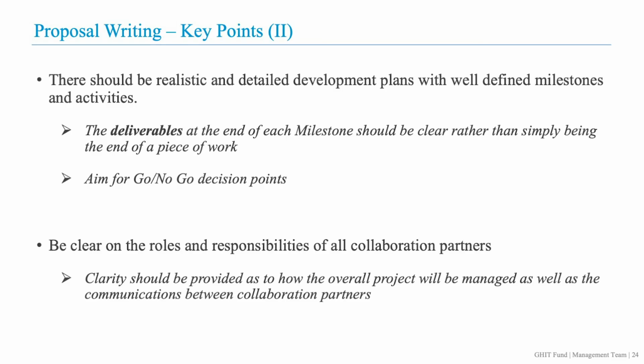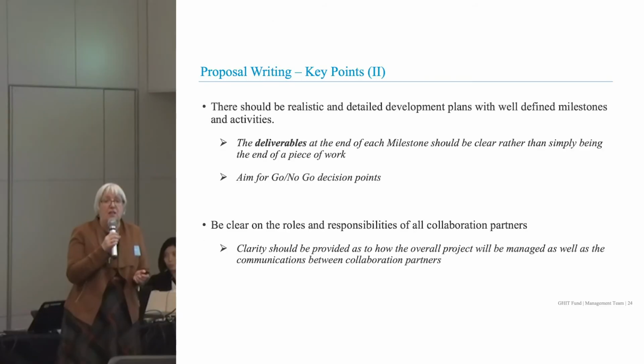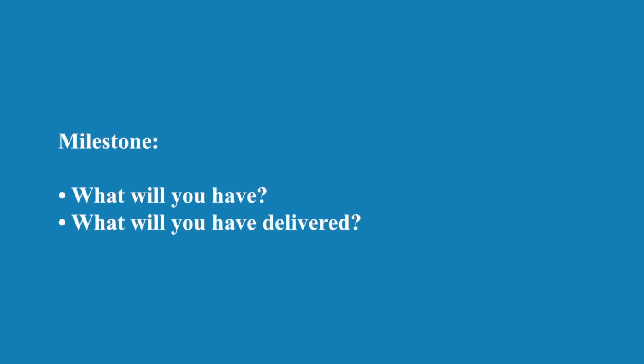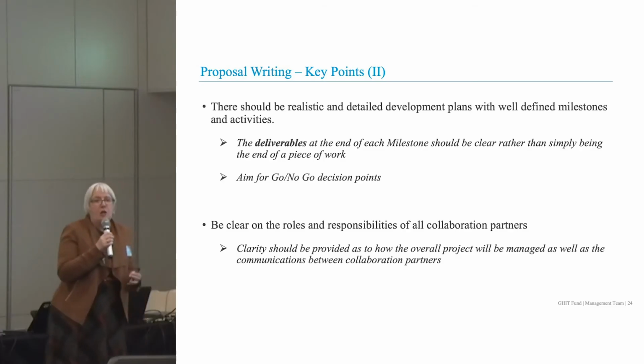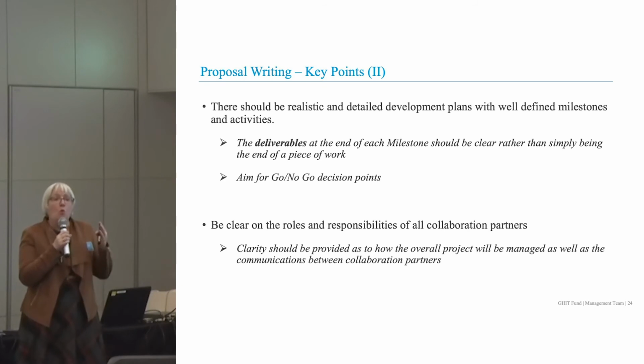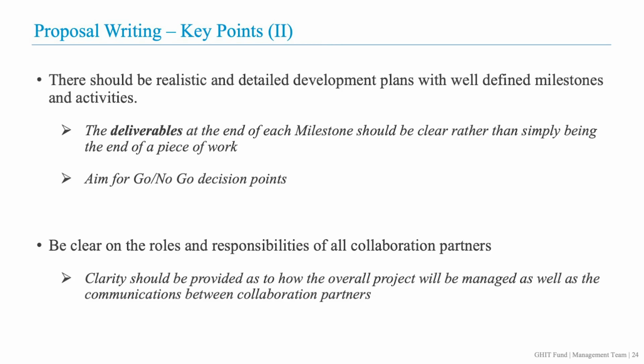There should be realistic and detailed development plans with well-defined milestones and activities, and this is key. Many applicants often see a milestone as the completion of an activity. That's not a milestone. The milestone should tell us at the completion of that activity, what will you have? What will you have delivered? Is it a cell culture batch with so many grams of protein in it? Is it a particular positive result in a particular assay? What will you deliver at the end of that milestone?